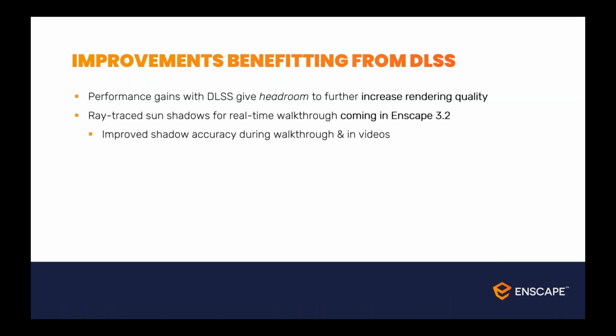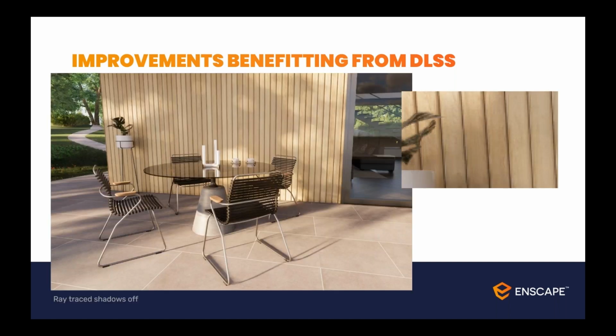The same applies to ray traced sun shadows, another feature we introduced with Enscape 3.1. However, back then it was only available for still images. Now with the upcoming Enscape 3.2, we make ray traced sun shadows available for real-time walkthrough. So it has to be a lot more performant, and what you get out of it is much improved accuracy of shadows during walkthrough, but also in videos. And what that looks like is shown on the slide here.